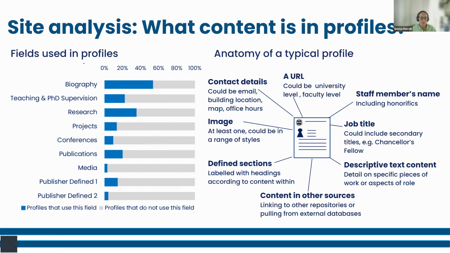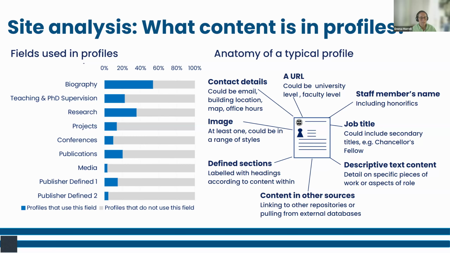Also, the content type had two custom fields, as well as the predefined fields, which we call publisher defined one and publisher defined two. These are at the bottom of the table there. And these were actually used as frequently as some of the pre-labeled fields. And so the inference from this was that those pre-labeled fields are maybe not working for people. They're not choosing to put their content in there.